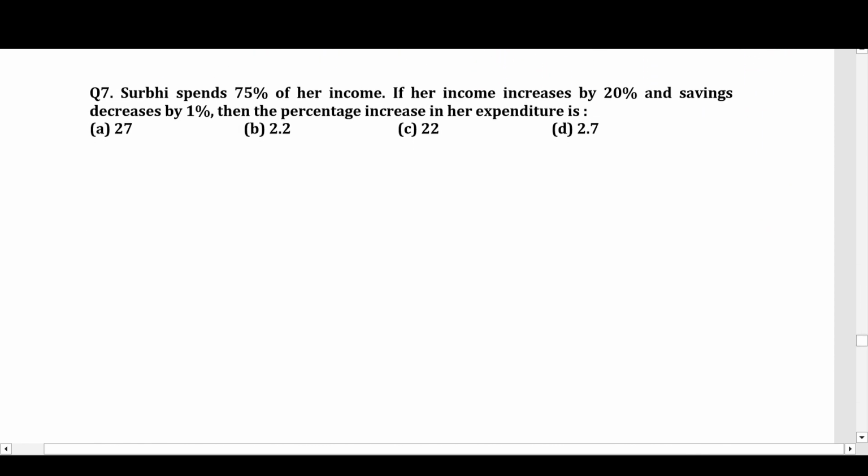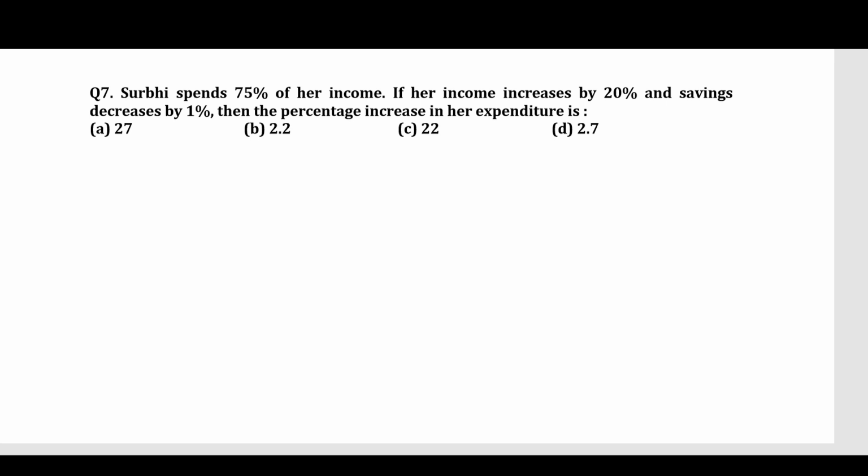Now question number 7. A survey spends 75% of our income. If our income increases by 20% and savings decreases by 1%, then find the percentage increase in our expenditure.